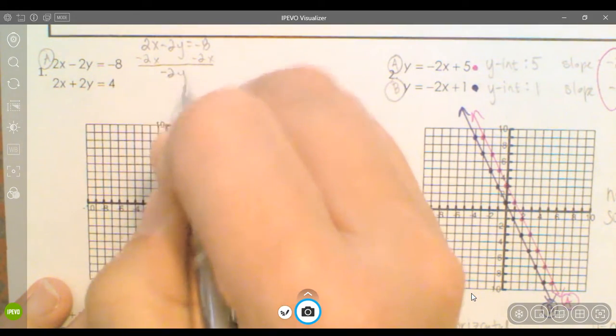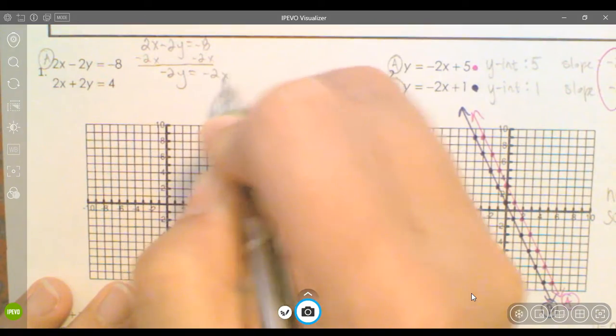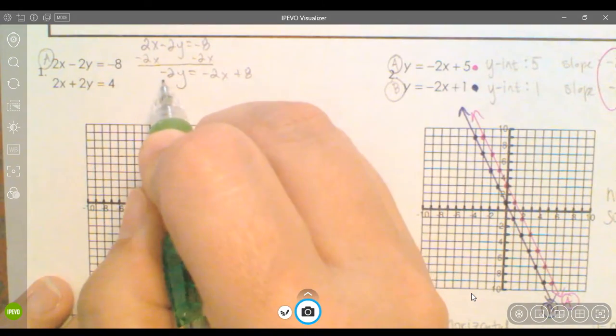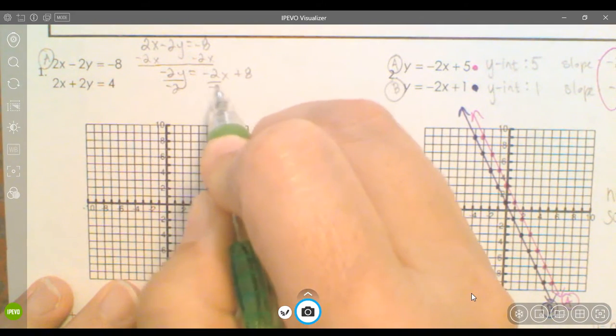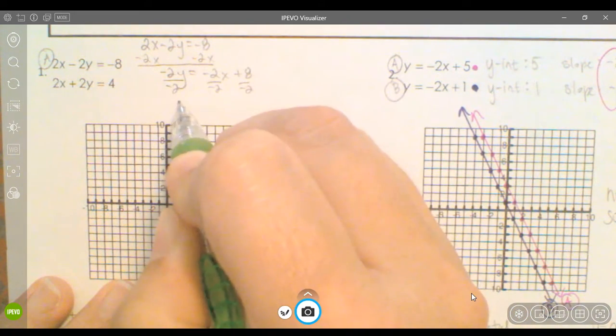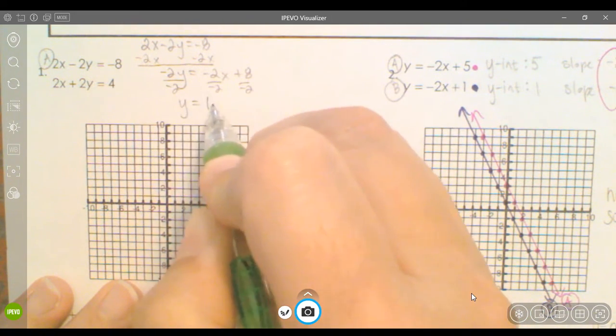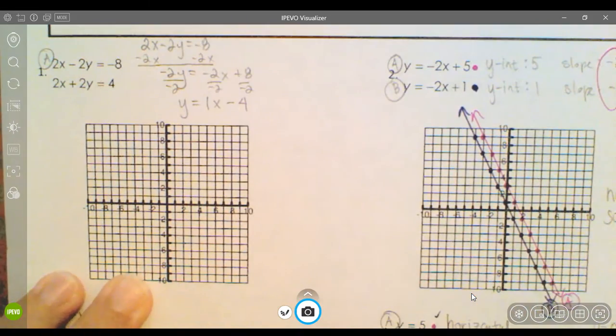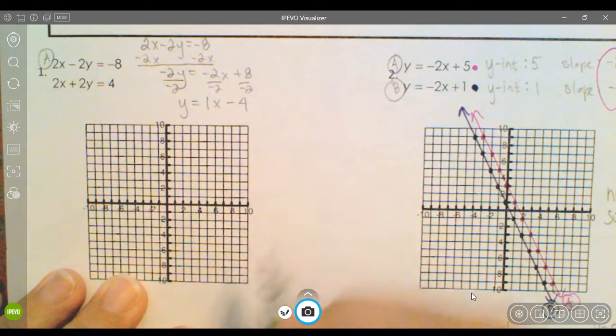When I do that, I get negative 2y equals negative 2x plus 8. Then I'm going to divide by negative 2. And when I do that, I get y equals 1x minus 4. And in real life, y'all, I wouldn't put the 1 there. I'm putting it there for y'all. So let's see what we know.